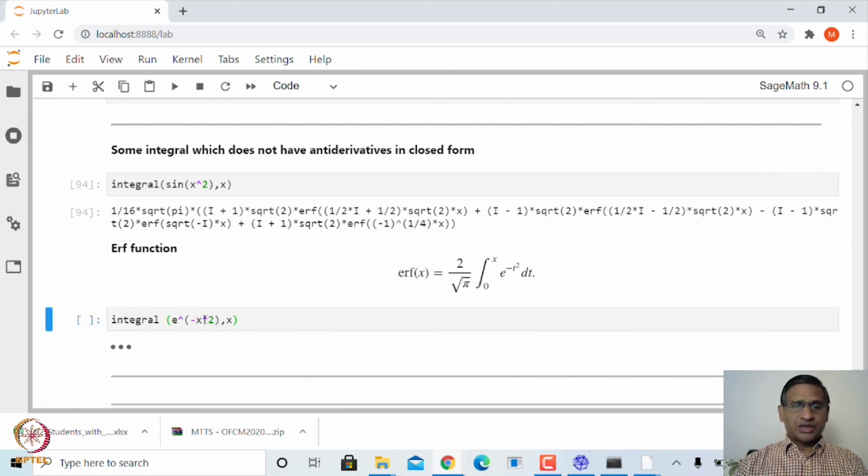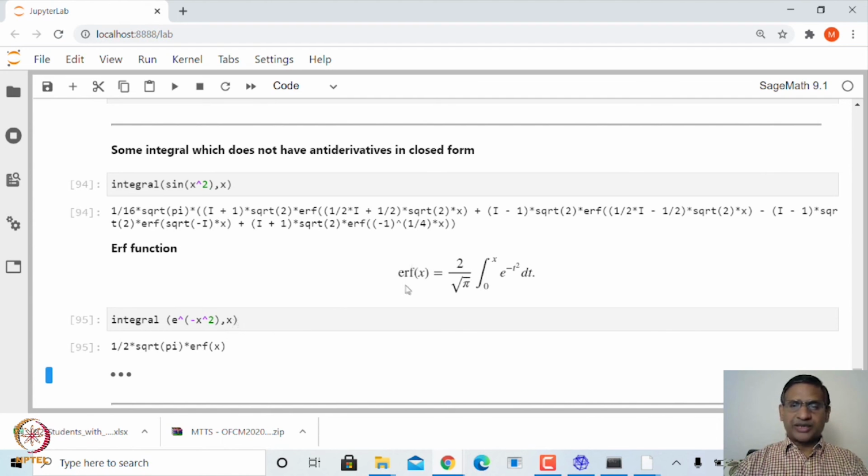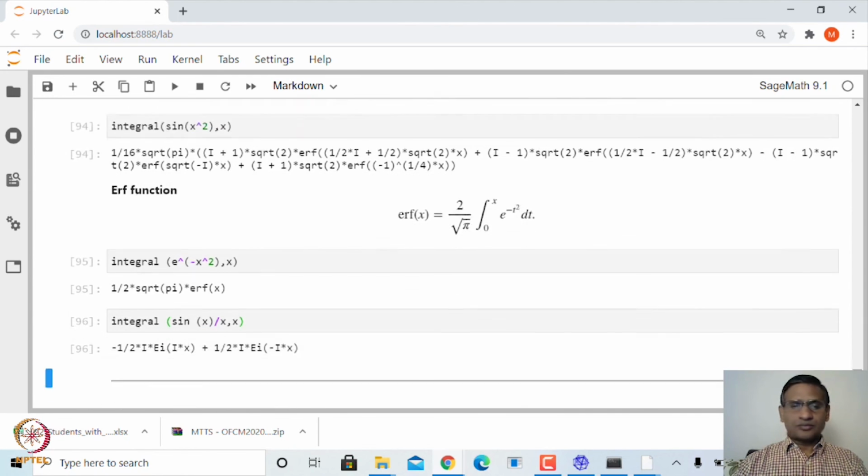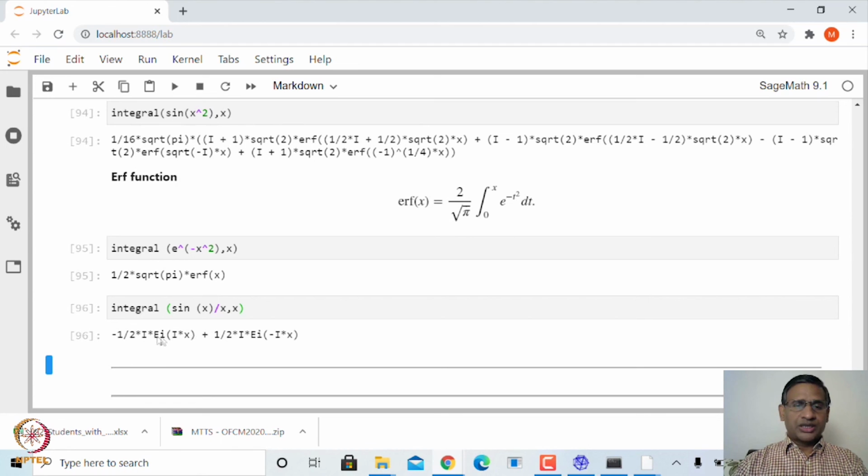Of course, you can find the integral of e to the power minus x^2 with respect to x. It will be the error function times square root pi by 2, so this scaling factor is coming in here. And if you want to find the integral of such a function, for example the integral of sin x upon x, this gives you a result in terms of Ei(x). Again, you can look at what this Ei function is. So many times the integral of some standard functions is defined in terms of some other function, either the error function or Ei(x). You can find numerical values of these things.